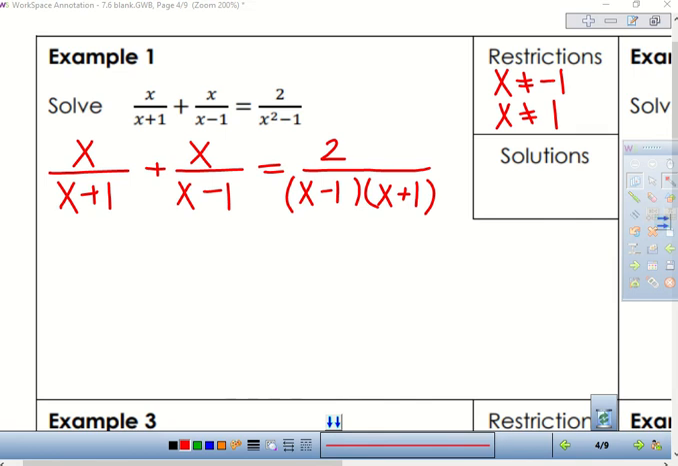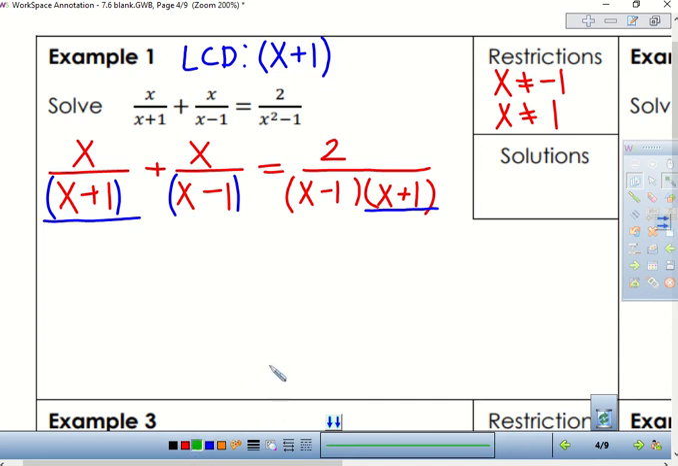So from here, you're going to identify your LCD. Okay, what does LCD stand for? Good. So the way we identify our least common denominator is to look at these as separate factors. Okay, so the x plus 1. Do any of the other denominators have it? Yeah, it occurs twice, but you only need to write it once. So anything that occurs more than once, you only need to write once in the LCD.